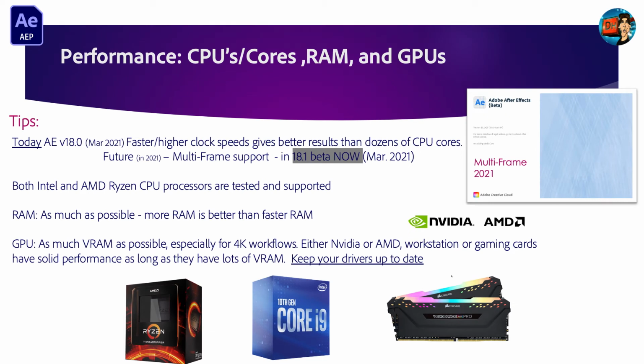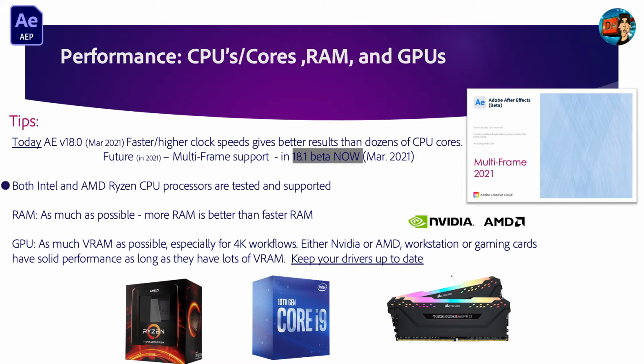The first thing to understand about After Effects and performance with the version we have today, which is version 18 and anything before that, it really prefers a high clock speed rather than dozens of CPU cores. This is changing, as many of you might have already seen, in the current beta 18.1, which finally gives us multi-frame support where we can take advantage of all those cores.